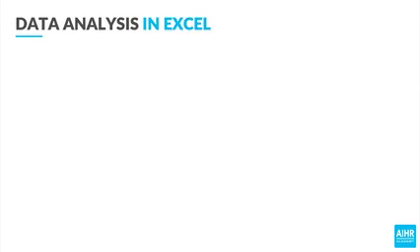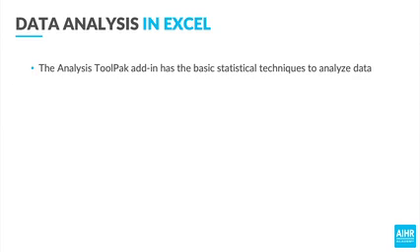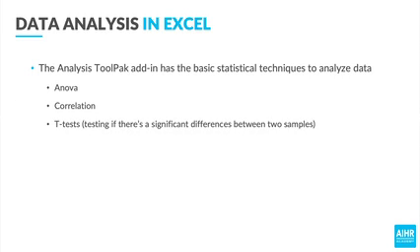Let's get started with data analysis in Excel. Before we start, we activate the Analysis ToolPak add-in, which has the basic statistical techniques to analyze data, all in Excel. For example, an ANOVA, an analysis of variance, a correlation analysis, and t-tests. A t-test is a test where you can measure the difference between two different variables. So if you have a whole list of individual scores on two different variables and you want to see, do these two variables differ significantly from each other? And if they do, you can draw conclusions that there are indeed significant differences between two groups.